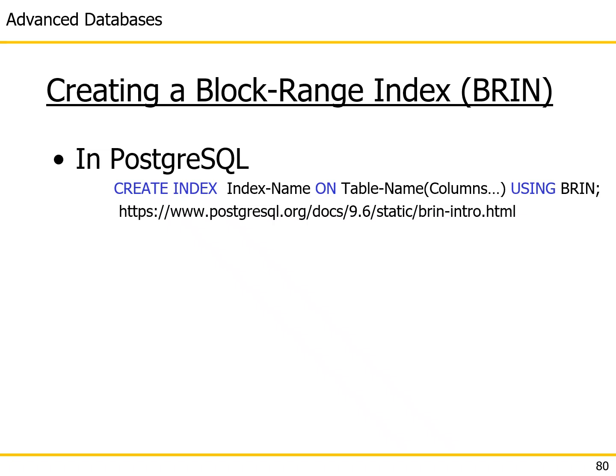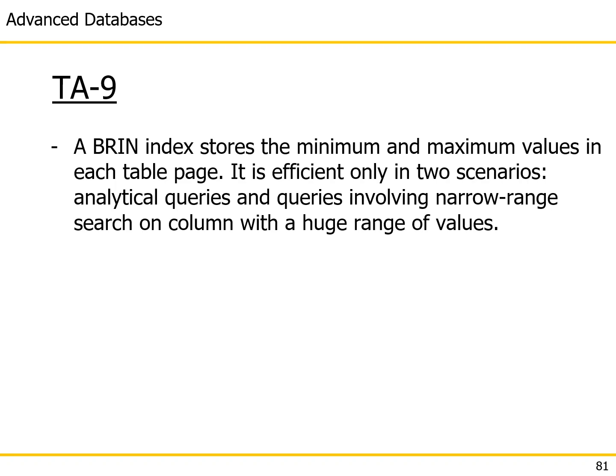I have linked here the documentation that you should read regarding the BRIN index implementation in Postgres. The takeaway is a BRIN index stores the minimum and maximum values in each table page. It is efficient only in two scenarios: analytical queries and queries involving narrow range search on a column with a huge range of values.